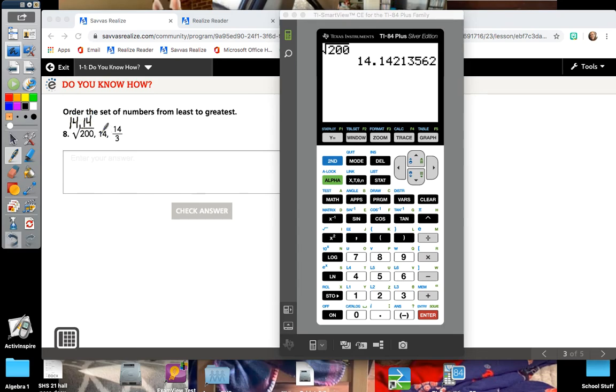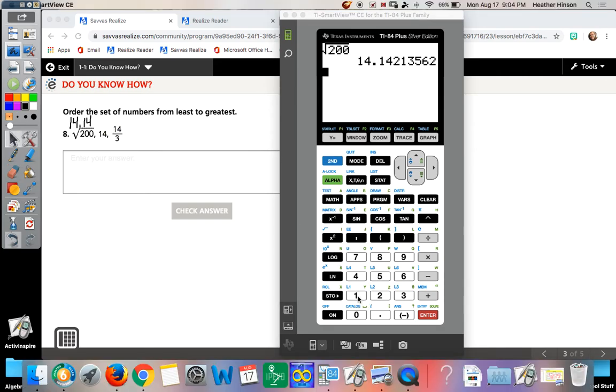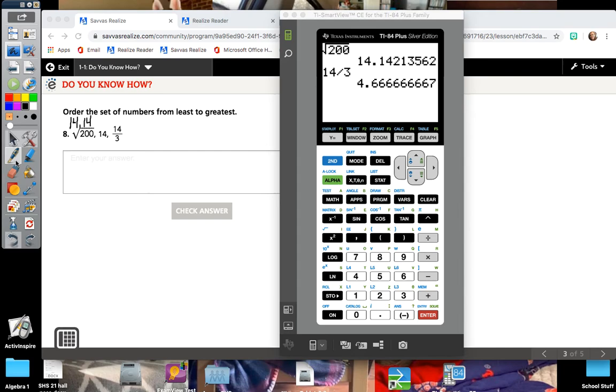Our second one's already 14. We don't have to change that. But on our last one, let's do 14 divided by 3 to change that to a decimal. So 4.6 repeating. I'm just going to change it to 4.67 because we just need to compare a couple decimal places. We don't have to compare the whole thing.